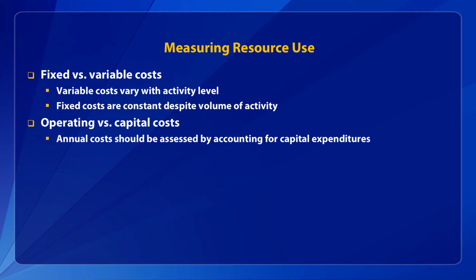Another important distinction must be made between fixed costs and variable costs. Variable costs vary with the level of activity. The amount of resources used will increase if the level of activity increases. For instance, transportation vouchers for program participants are a variable cost because the more patients seen and tested, the more transportation vouchers the program will consume.